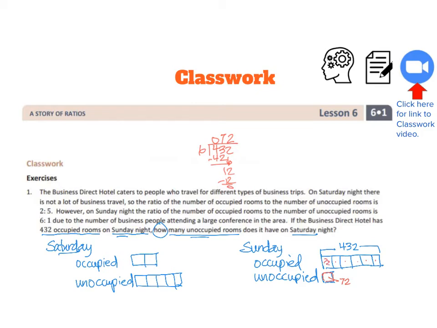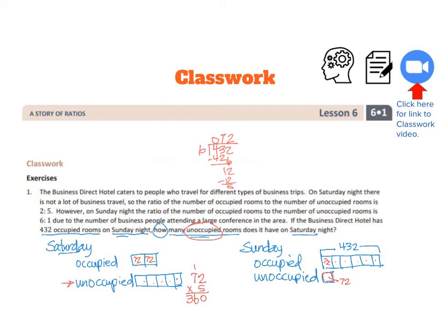I just did the division, but I have to take that information over to Saturday, and they want unoccupied rooms. So I'm going to focus here, and I have 1, 2, 3, 4, 5. And so I'm taking that 72 value of the units, 72 unoccupied rooms, and I'm going to multiply by 5. There's 10, 35, and 1 is 36. 360 is my final answer.